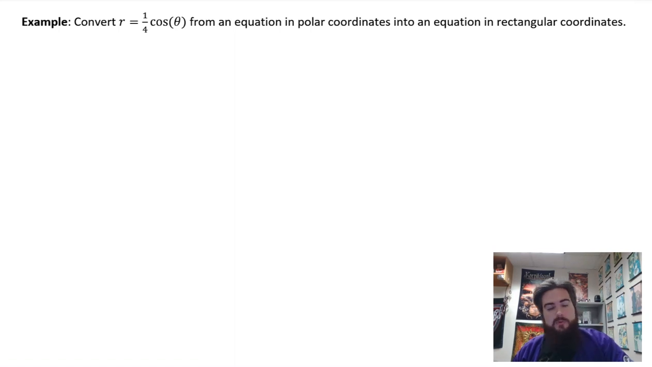In this example, we will convert the equation r equals 1/4 times cosine of theta from an equation in polar coordinates into an equation in rectangular coordinates.